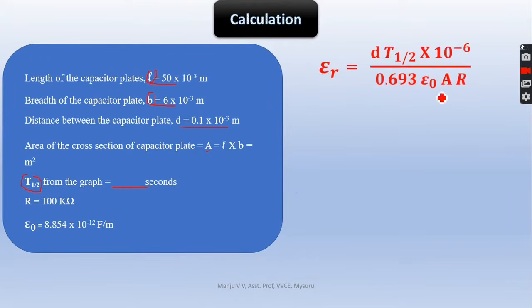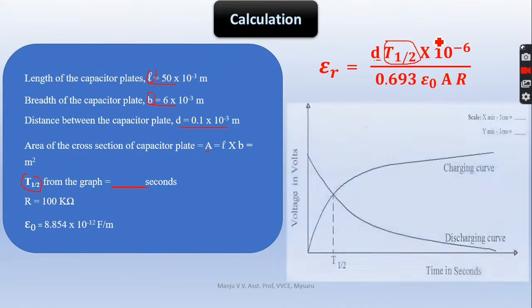This is the formula for the dielectric constant. Epsilon R is the dielectric constant, the relative permittivity. D is the distance between two plates of the capacitor, 10 power minus 6, 0.693, epsilon naught is the permittivity of free space, A is the area, R is the resistor value. What do you not know from this? It is the T half value.